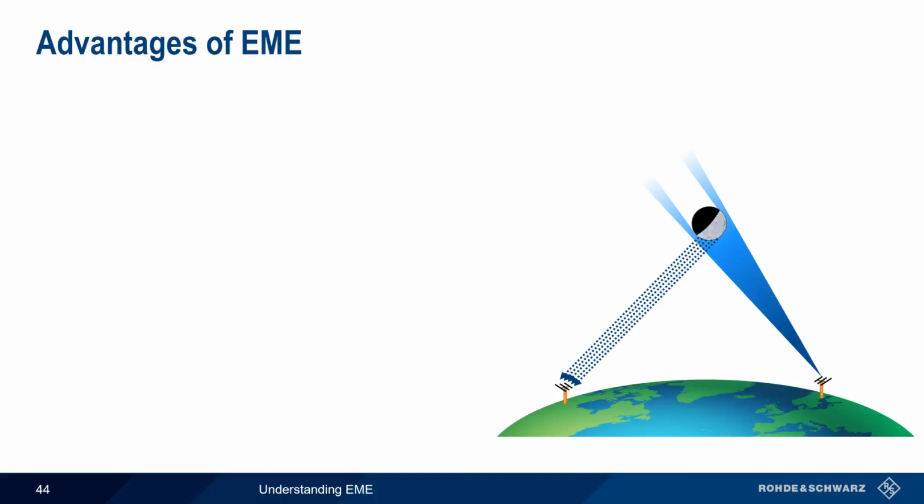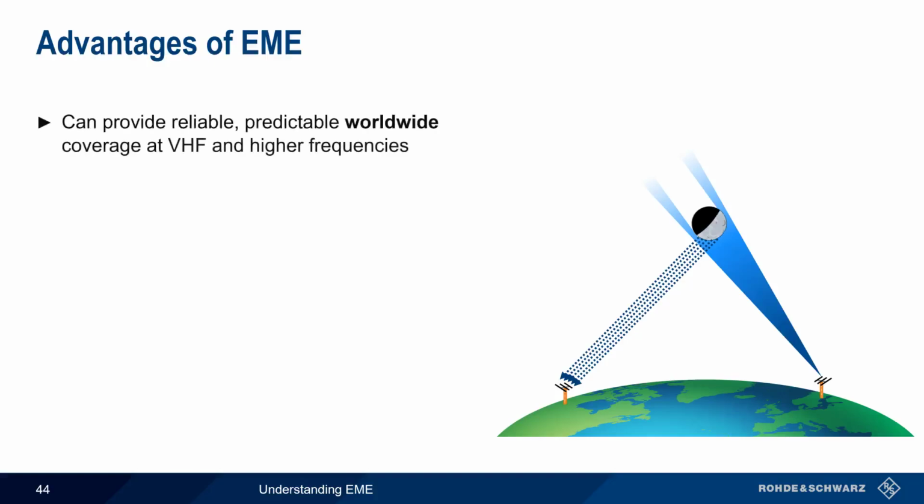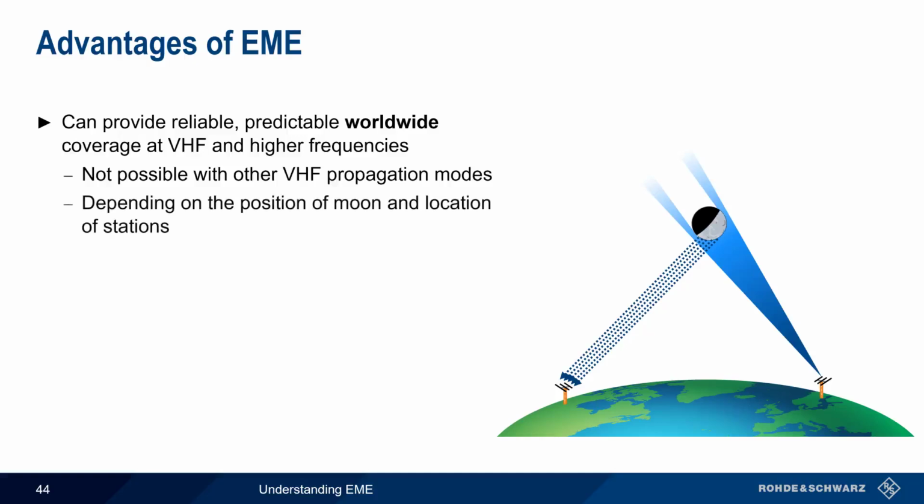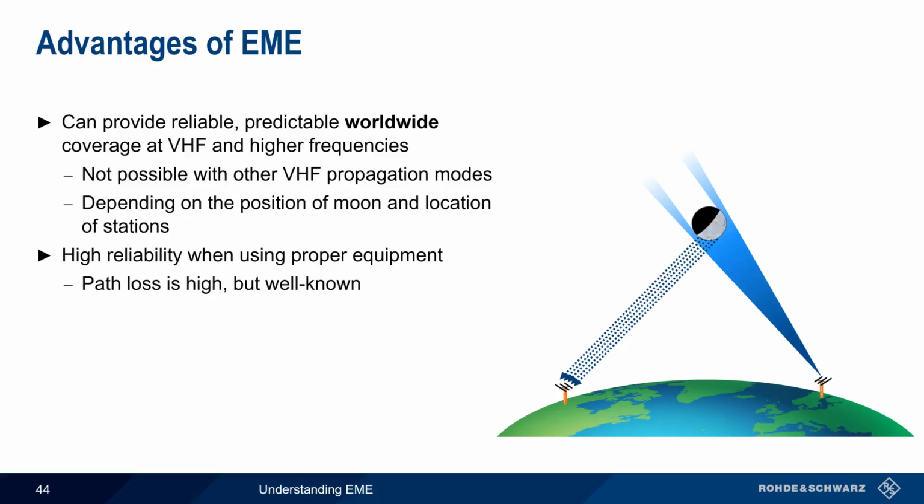Why use the moon as a reflector? The biggest advantage of EME is that it can provide reliable and predictable worldwide coverage at VHF and higher frequencies. This is not possible using any other VHF propagation mode. But as we'll discuss, the ability to use EME is strongly dependent on the position of the moon and the positions of both stations. However, once this condition is satisfied, EME is highly reliable when using proper equipment, in large part because, although the path loss is very high, it is also well known and relatively constant.